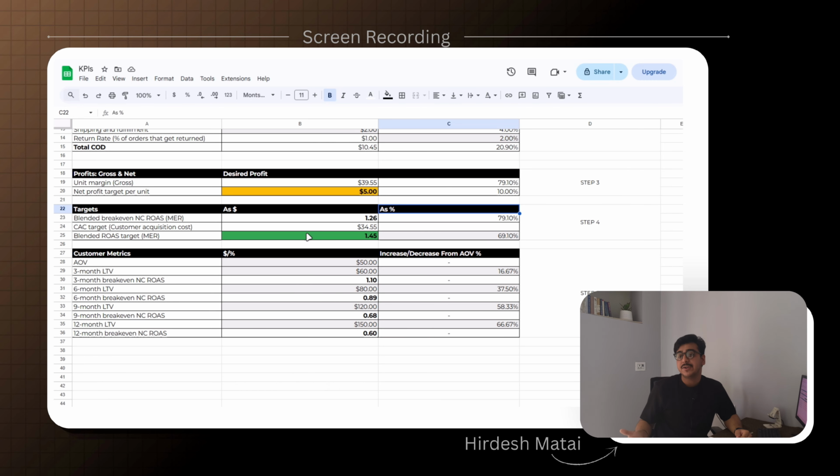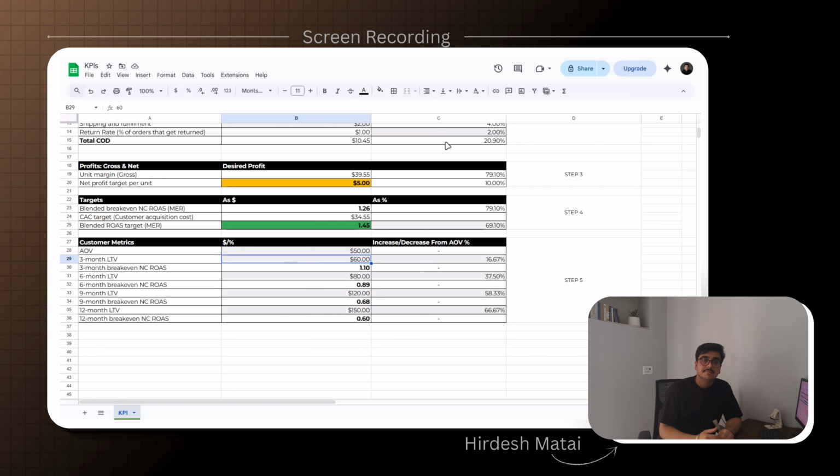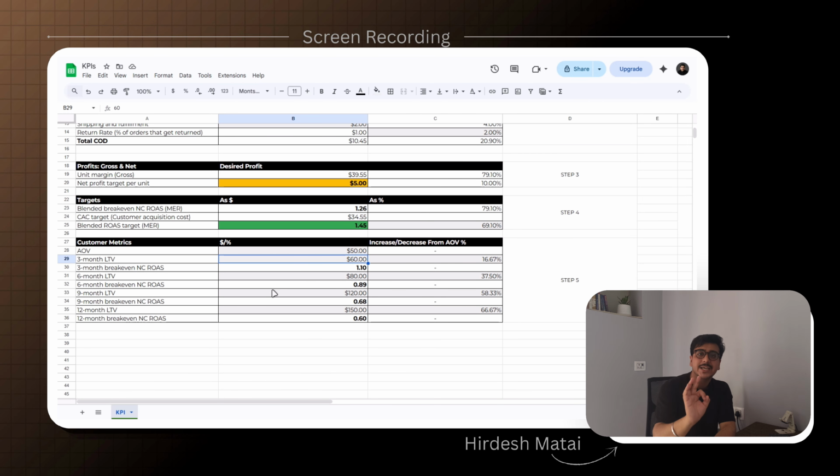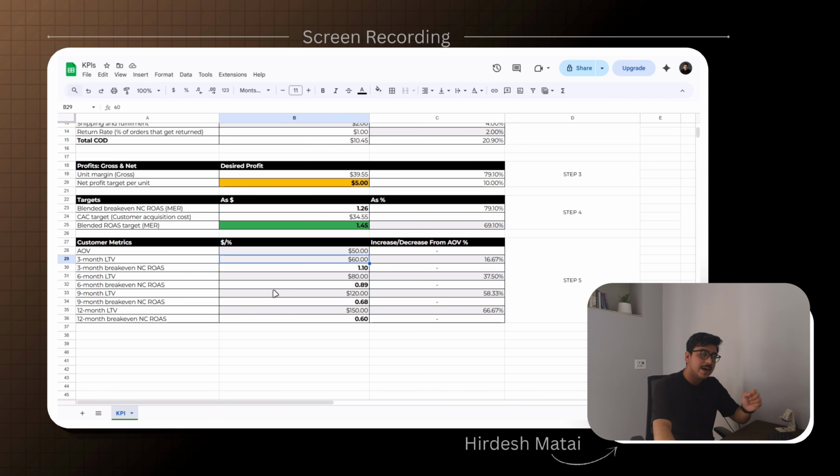Next, we will talk about average order value, or basically if you have subscription fees for your products and if you want to aim for lifetime value. So this is the bonus part we will be talking about, where we will talk about average order value and the lifetime value of a customer. Let's say my customer buys at an average order value of $50 decided before, and then after 3 months he buys again at $60 as his average order value. My ROAS, that is the break-even ROAS, decreases to 1.10. If after 6 months my customer is worth $80, my ROAS is 0.89, that is the break-even ROAS.